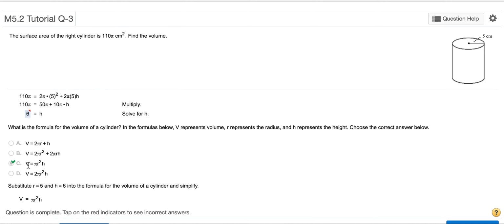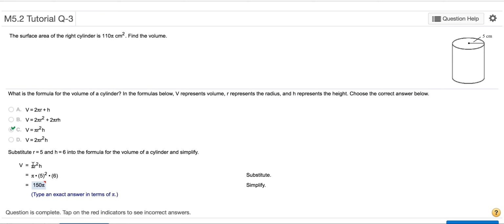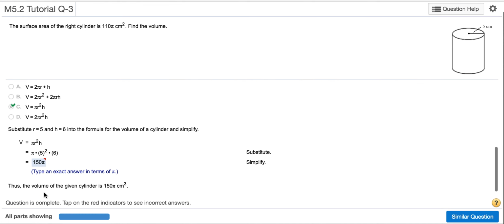Here is the formula for the volume of a cylinder. Volume equals pi times r squared times h. Remember, r is 5. And now we know h is 6. So we're going to do some substituting. We're going to put 5 squared here, and we're going to put 6 here. So the first thing I do is I take 5 times 5 is 25. I take 25 times 6, I get 150 pi. V equals 150 pi centimeters cubed.